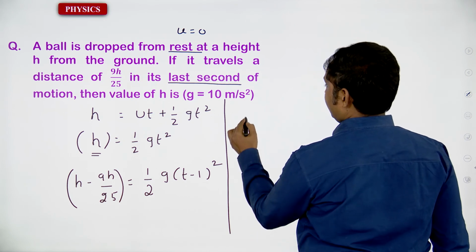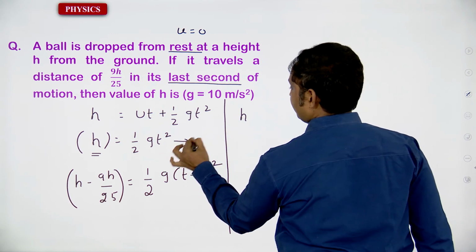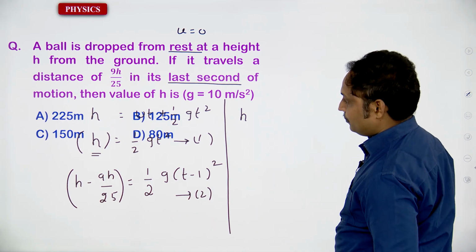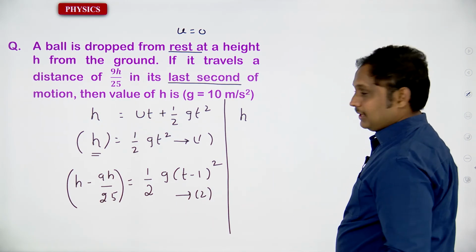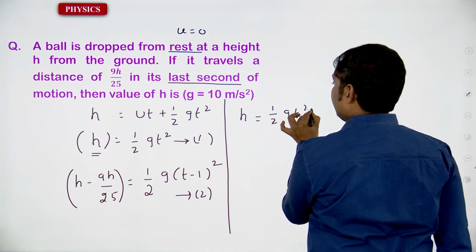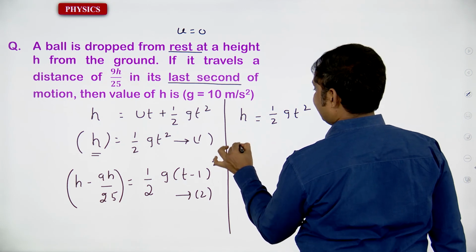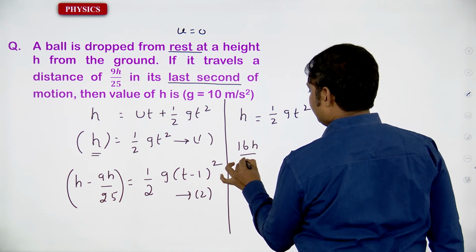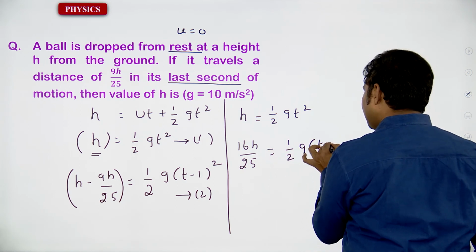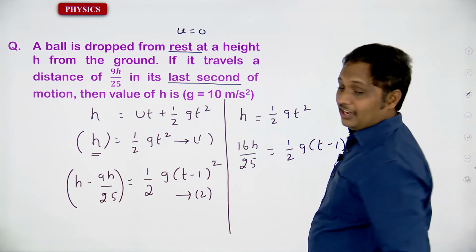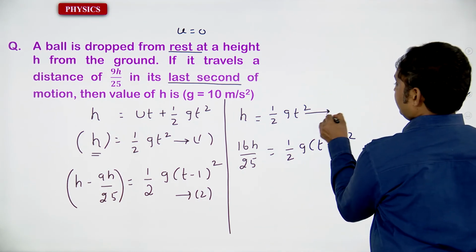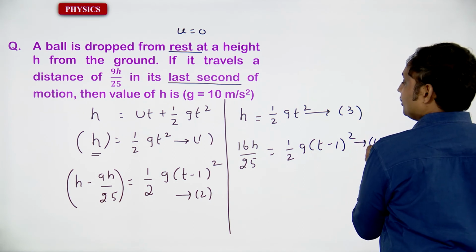This is equation 1, this is equation 2. Okay, h is equal to 1 by 2 g t square. Yes, you will get that 16h by 25 is equal to 1 by 2 g (t minus 1) whole square, from the given last second of its motion. This is equation number 3 and 4.